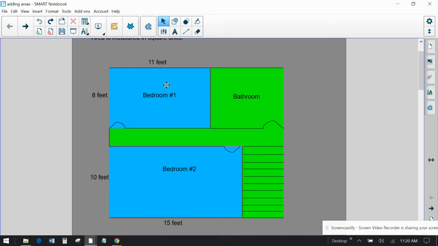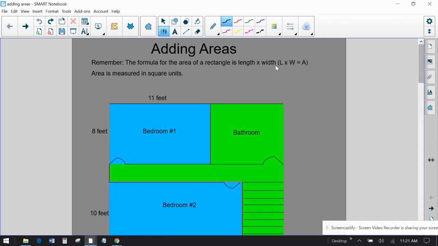So what you would need to do is measure the length and the width of the bedroom, assuming it is a rectangle shape. So 8 by 11. Remember, the formula for area is length times width, and it's measured in square units, in this case, square feet. So we would do 8 times 11, length times width, equals 88 square feet. And I could put SQ for square and FT for feet.